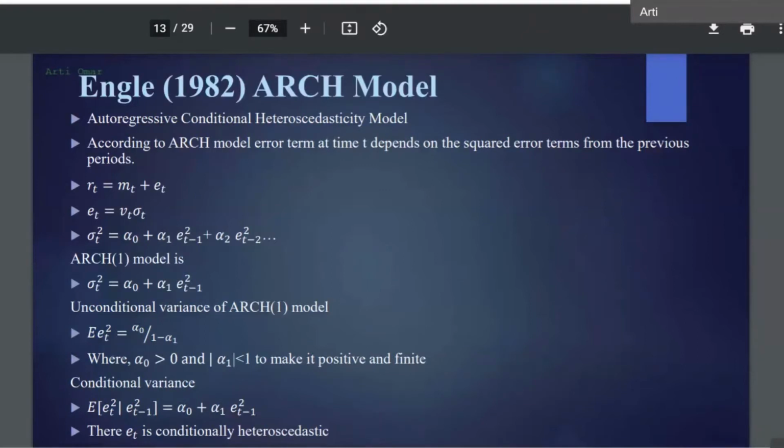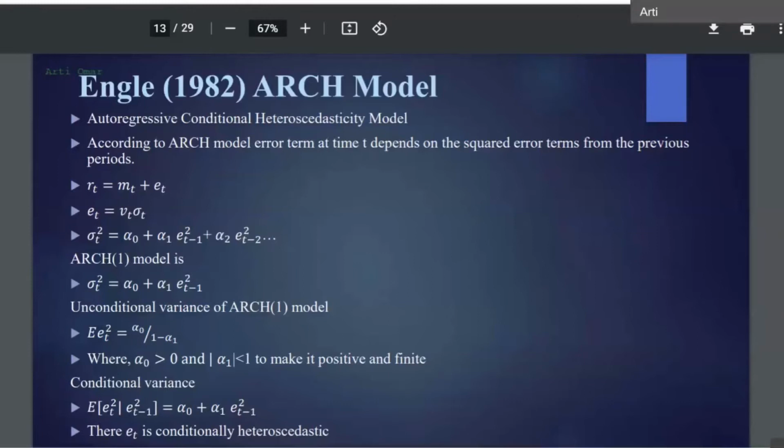The ARCH model was proposed by Robert Engle in 1982, and its full form is autoregressive conditional heteroscedasticity model. According to the ARCH model, the error term at time t depends on the squared error terms from the previous period. Basically in this model, the volatility does not depend upon past volatility. It only depends upon the innovation term, which is nothing but the error term. There are three equations: the first is the mean equation, the second is the variance equation, and the third is called the distribution model.